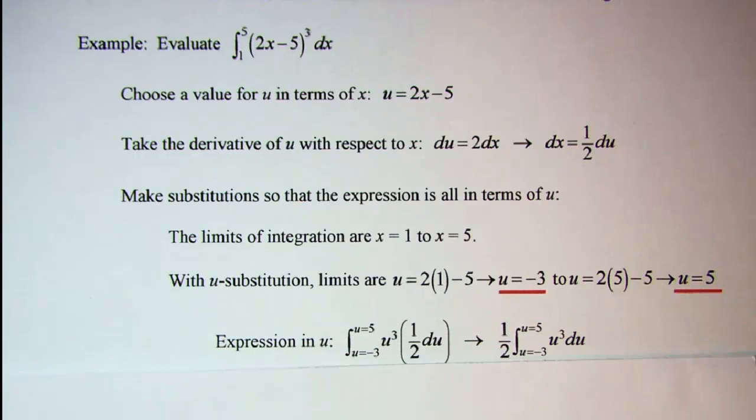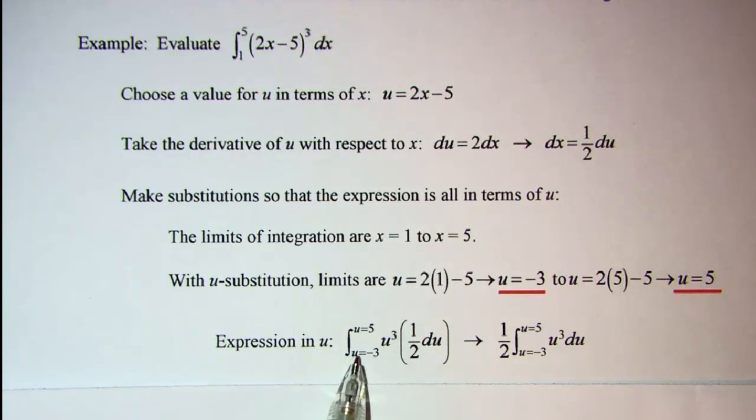Now our entire expression that we have to integrate is the definite integral from u equals -3 to u equals 5 of u cubed times 1/2 du. We can take this 1/2 out in front, and so now we have 1/2 times the integral from -3 to 5 of u cubed du.